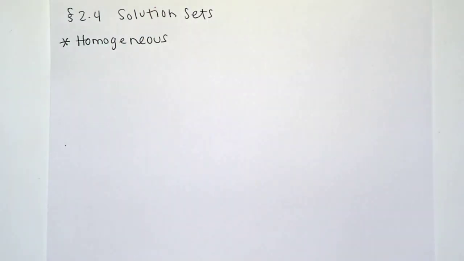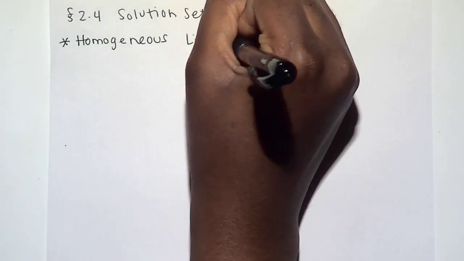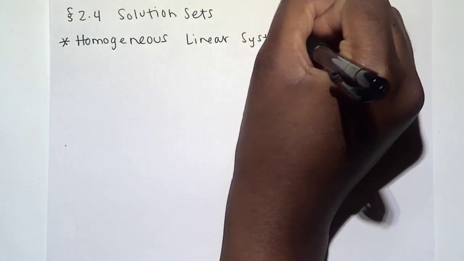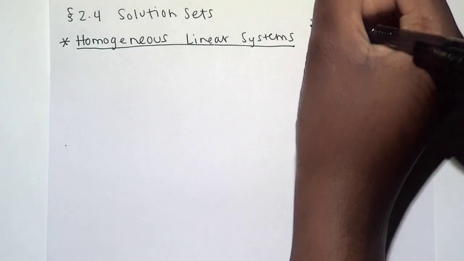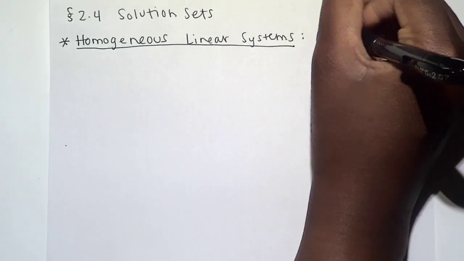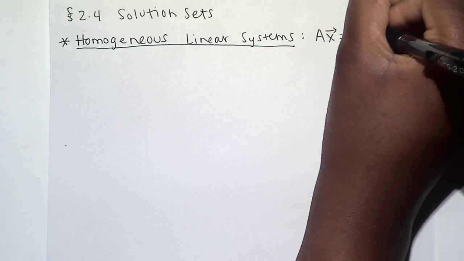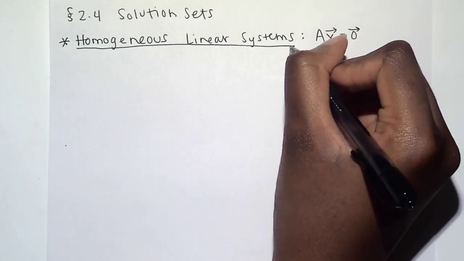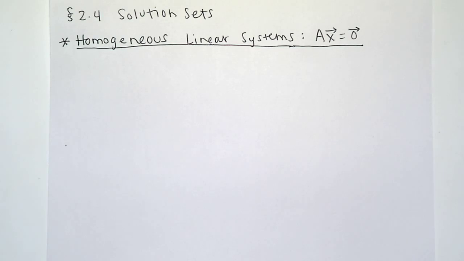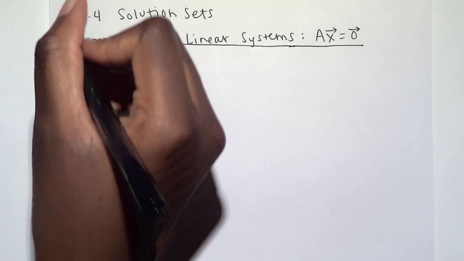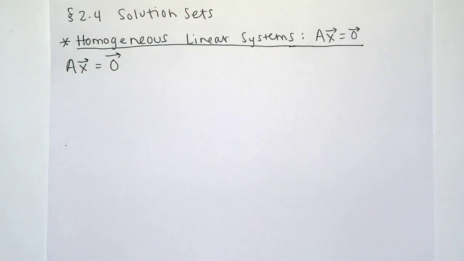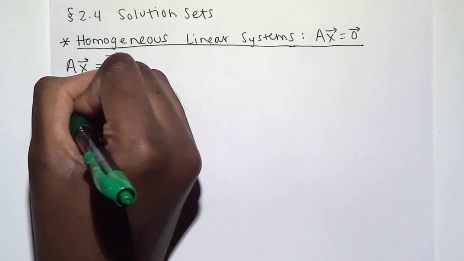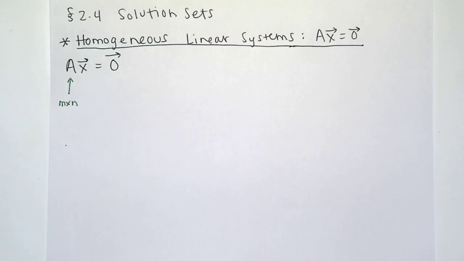All right, so this is a homogeneous linear system. That just means that our system equals 0. So Ax equals the 0 vector. When we have Ax equals 0, where A is a matrix, let's say A is an m by n matrix.